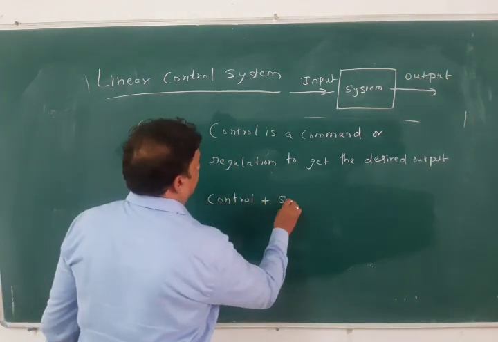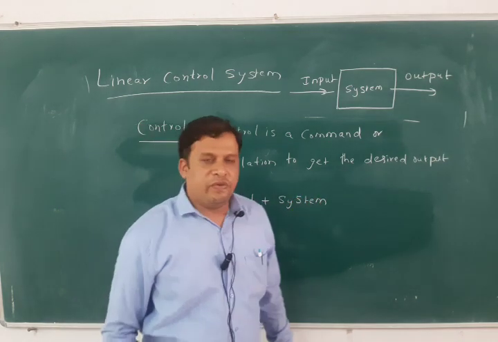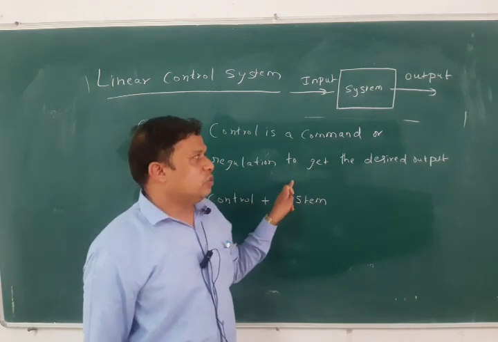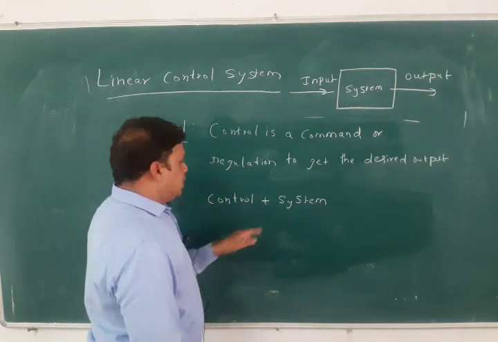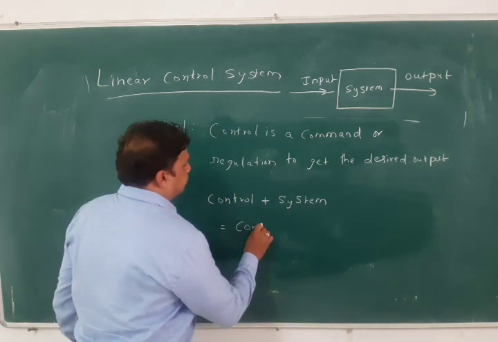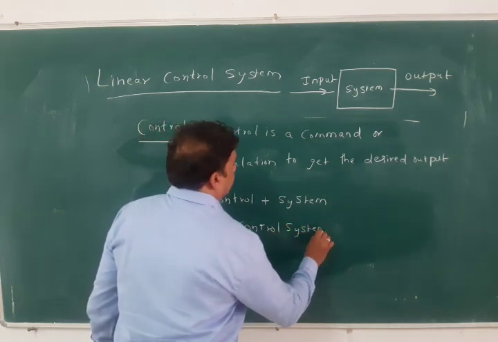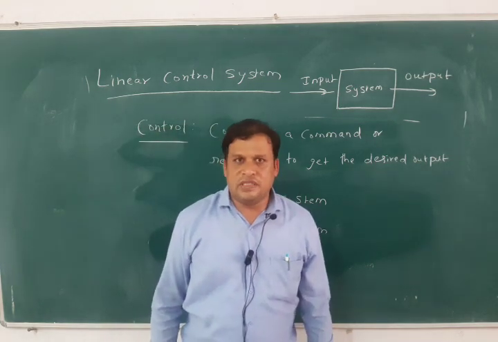So here it is nothing but controlling plus system. We already know what a system is, and we have already told what control is. Control is nothing but a command or regulation to get a desired output, given to a system. Now control plus system is nothing but control system.